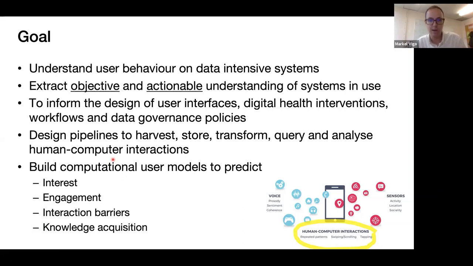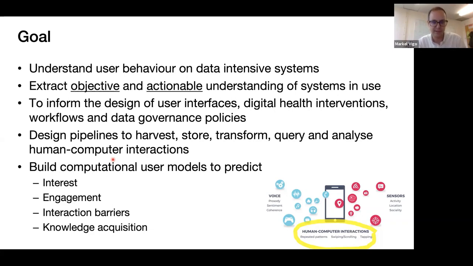To do so, the goal of my work, more than focusing on preferences, is to build tools and build systems to try to acquire this understanding. So I want to extract objective and actionable understanding. When I say objective, I want the interaction data to tell me what's going on, as opposed to people self-reporting about what's going on.